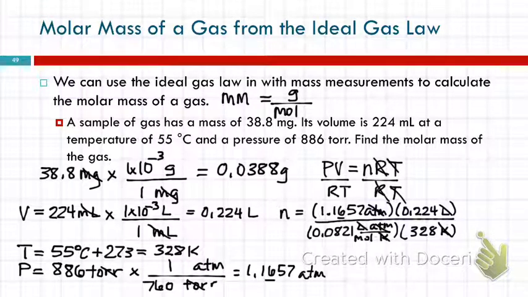This one, we have 2 numbers in the denominator, so on your calculator you need to be careful. Students tend to want to multiply these 2, and if you're going to do that, you've got to use parentheses. So that would look like 1.1657 times 0.224 divided by, parentheses, 0.0821 times 328, parentheses, equals. If you leave the parentheses out, you're going to come up with a different answer that is not going to be correct.